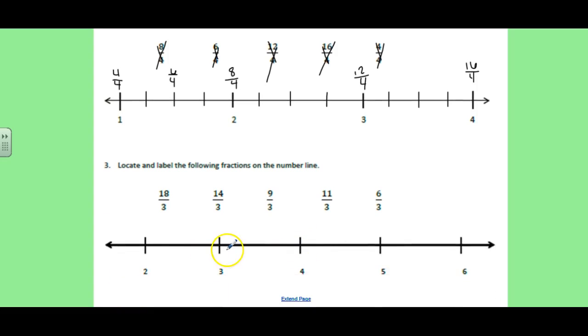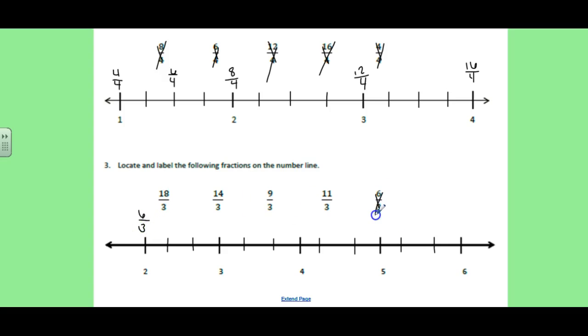Okay, this one has got a lot of different whole numbers in it. Starts at 2 and ends at 6. All of these fractions have a denominator of 3, so that tells me that in between each whole number I'm going to have 3 different parts, and each fraction has a denominator of 3, so whenever we start at 2 we have to ask ourselves how many thirds are in 2 wholes, and I know that whenever I have 2 wholes, that's going to be the same thing as 6 thirds, because I know that 6 divided by 3 is 2.